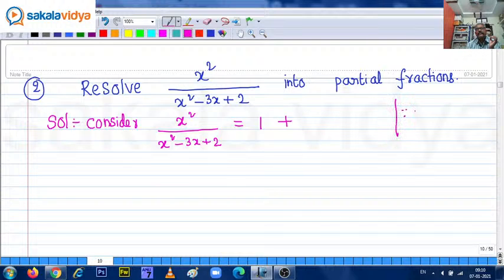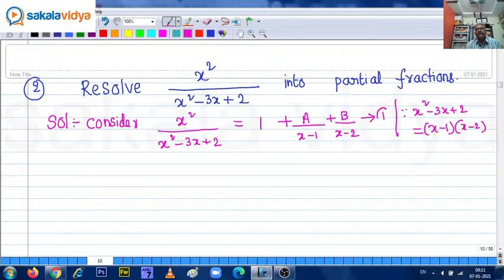See, this x square minus 3x plus 2, the factors are x minus 1 into x minus 2. This is a previous problem model only. This we can write as a upon x minus 1 plus b upon x minus 2, say equation 1. Directly we can proceed with this problem. So this can be rewritten as x square upon x minus 1 into x minus 2, because instead of x square minus 3x plus 2 we can write x minus 1 into x minus 2.